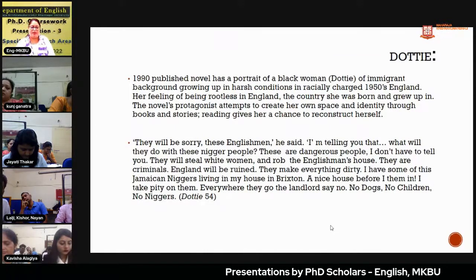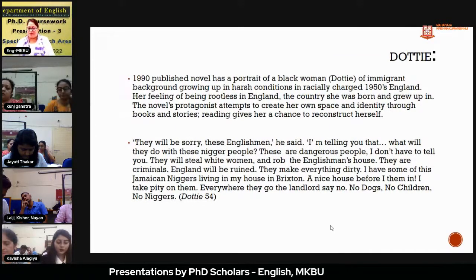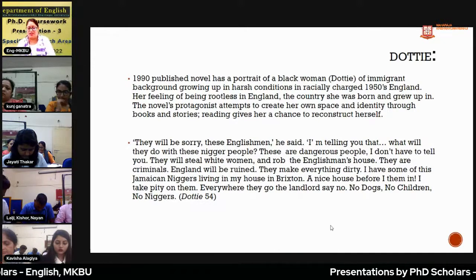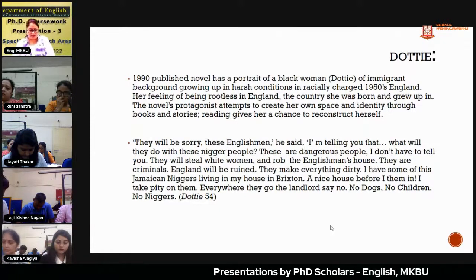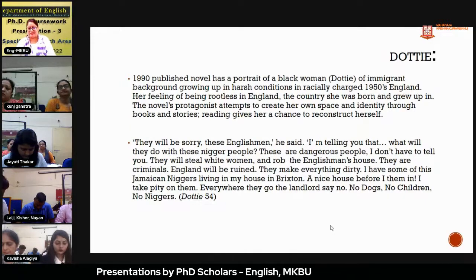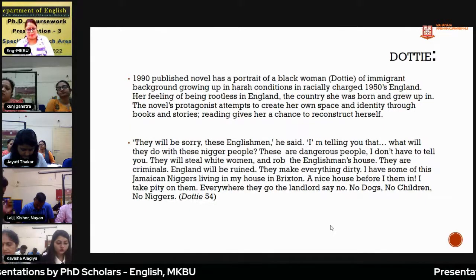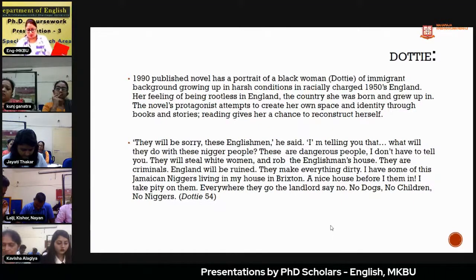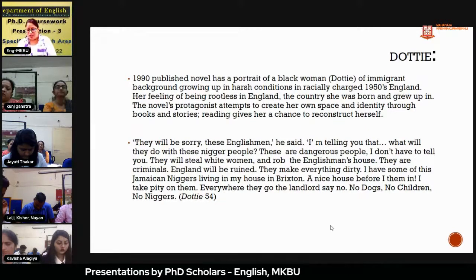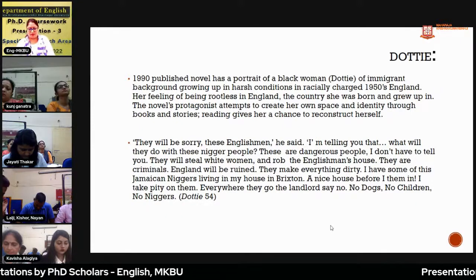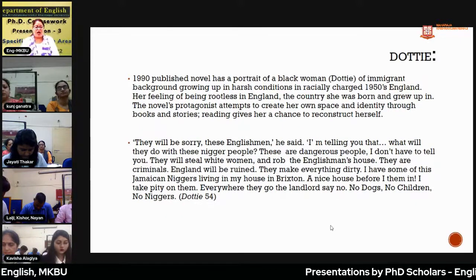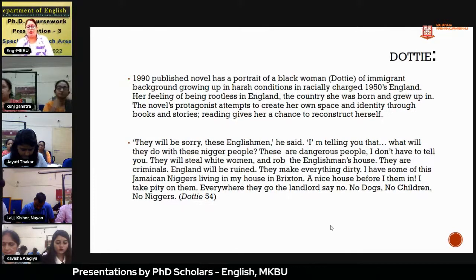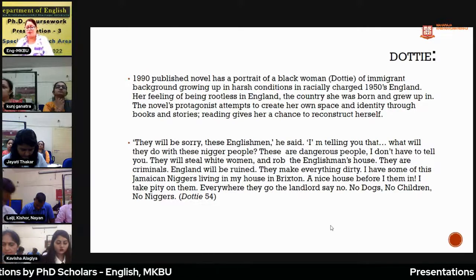The 1990 published novel has a portrait of a black woman, that is Dirty, of immigrant background growing up in harsh conditions in racially charged 1950s England. Her feeling of being rootless in England, the country she was born and grew up in. Even though she was born there, she was not accepted completely because she was not completely from that origin, from that land. The novel's protagonist attempts to create her own space and identity through books and stories. Reading gives her a chance to reconstruct herself.